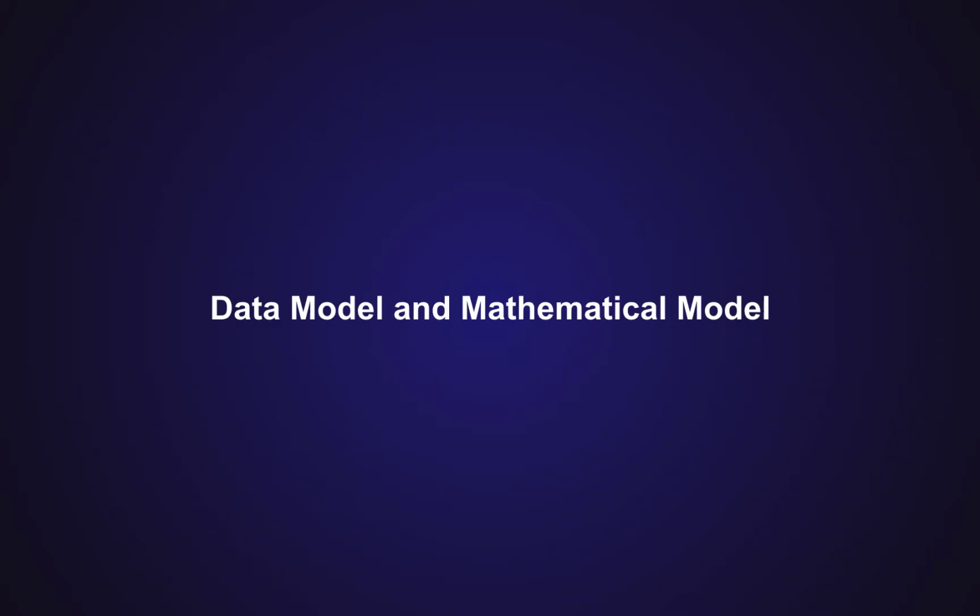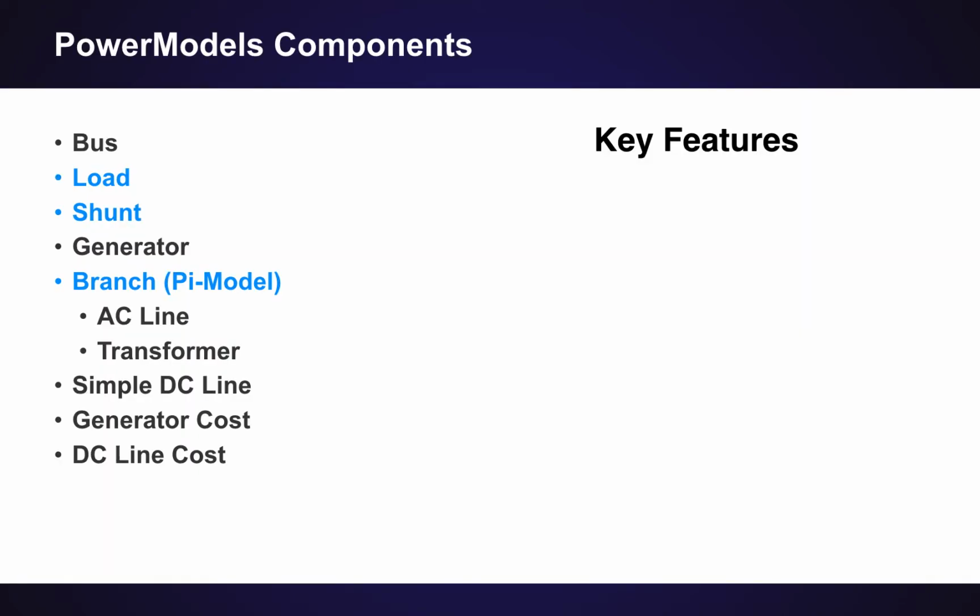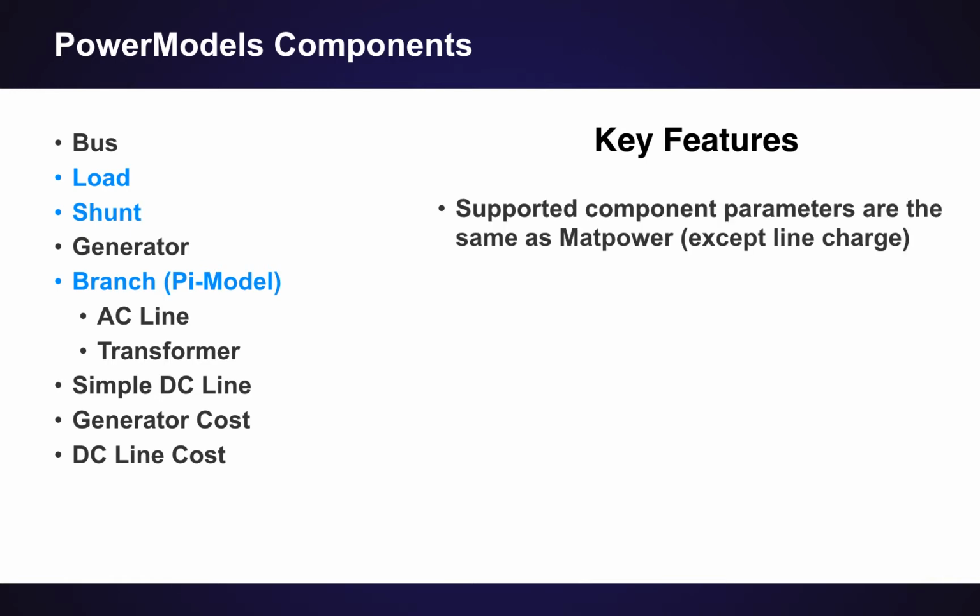So let's talk a little bit about the data model and the mathematical model that is implemented now in PowerModels. If you look at the version before version 6, the main changes that we're going to make are we're going to add new component types for loads and shunts, and then we're also going to generalize the branch model. So I'll talk a little bit about what each of these generalizations is.